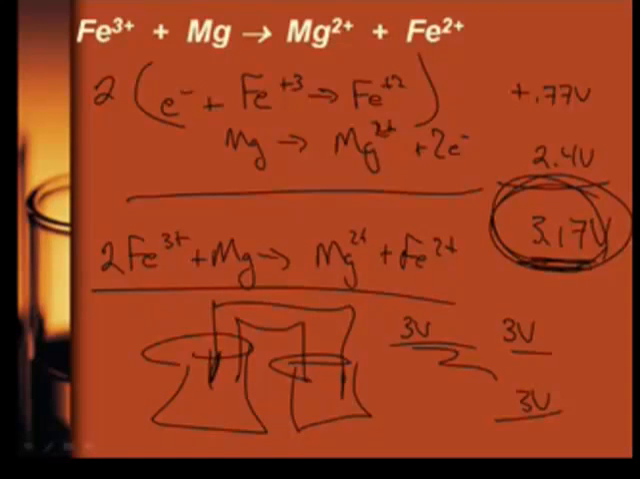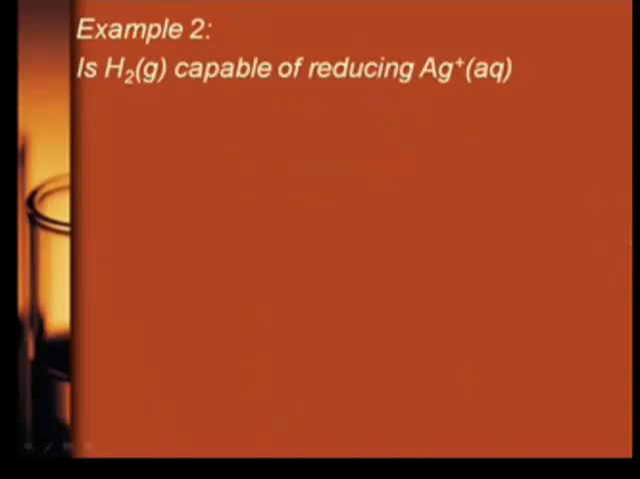All right, now we have a couple more examples here. Now, can this happen? When you're doing these problems, as you watch the podcast, the key thing on these, is such and such capable of reducing such and such, is you're trying to get a positive voltage. If you get a positive voltage, it's a spontaneous reaction, and it happens. If you don't, it doesn't.